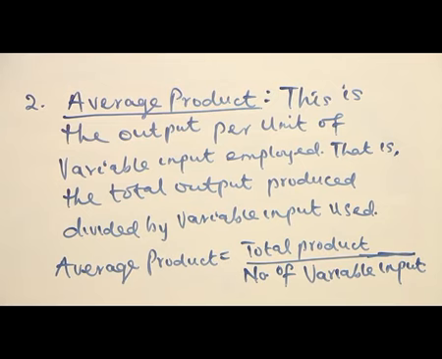So the only input that we can vary among the inputs that we use toward production is what we call variable input, which can be either labor or capital. So we are trying to look at the average product with respect to the variable input. That's why I call it average product, the output per unit of the variable input employed.